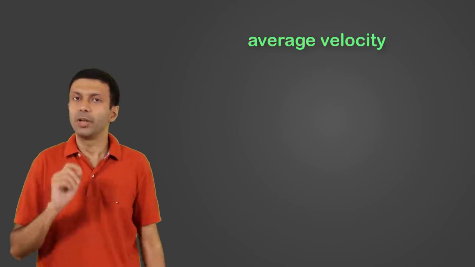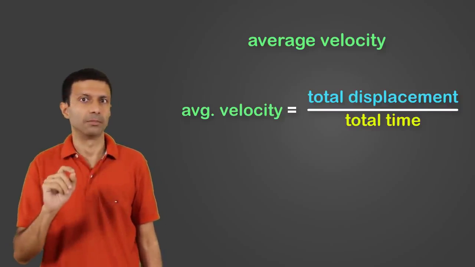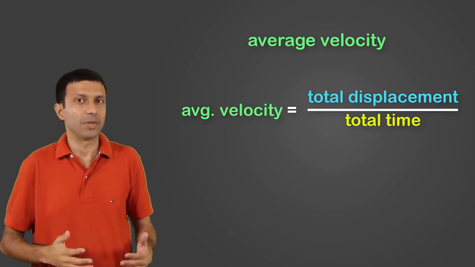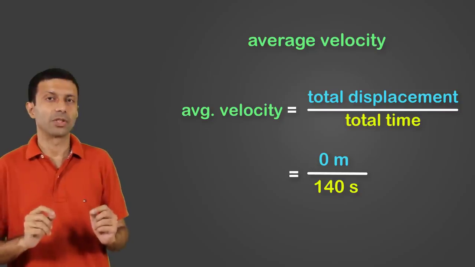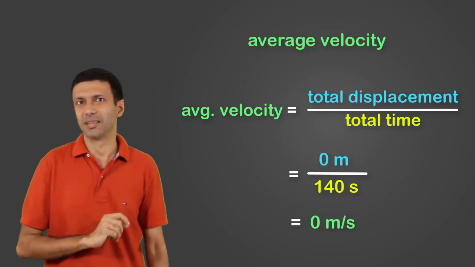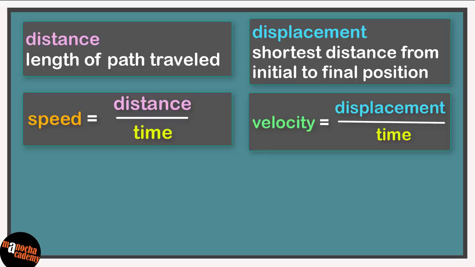Now let's look at average velocity. So similarly, it has a formula of total displacement by total time. But the total displacement here is 0. So that's right, your average velocity is 0 meters per second. Let's put speed and velocity on our concept board.